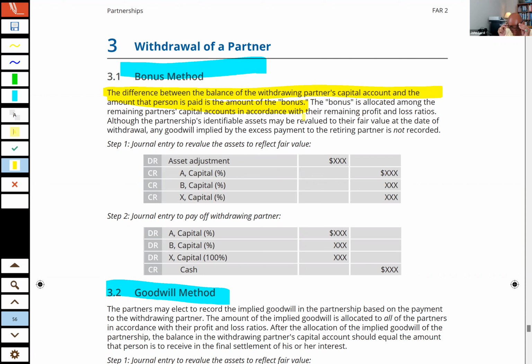in this example that I'm going to give you, I'm going to tell you that the assets' fair market value is $100,000 more than book value.